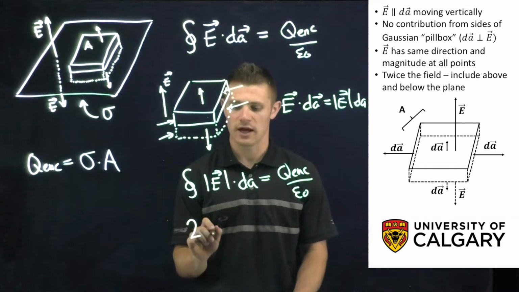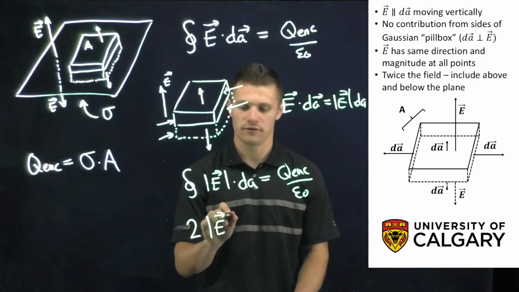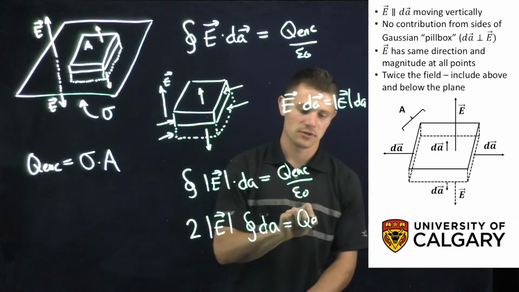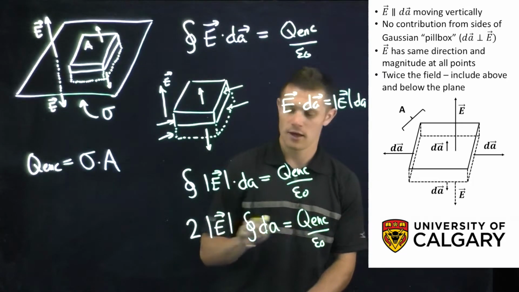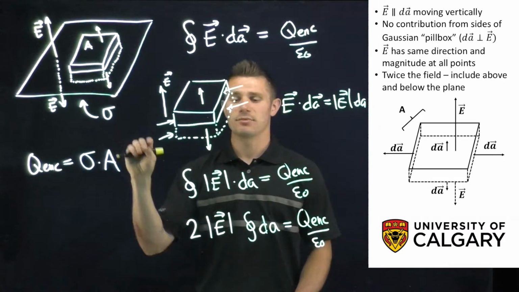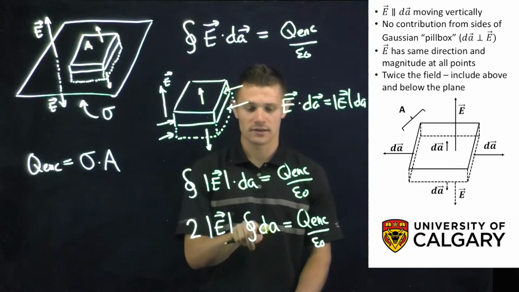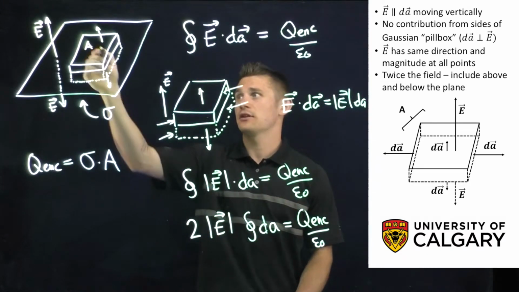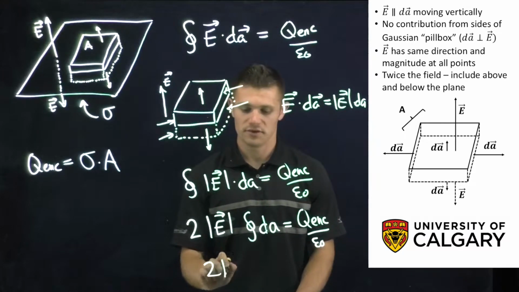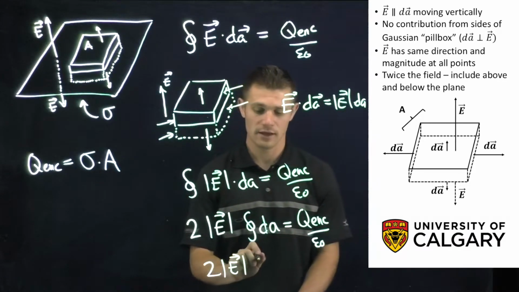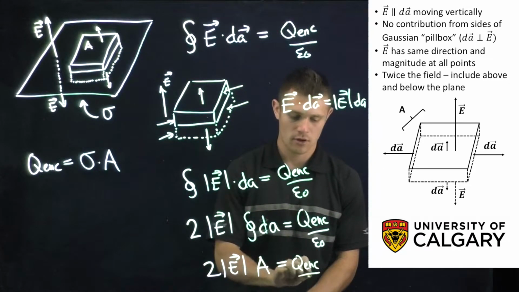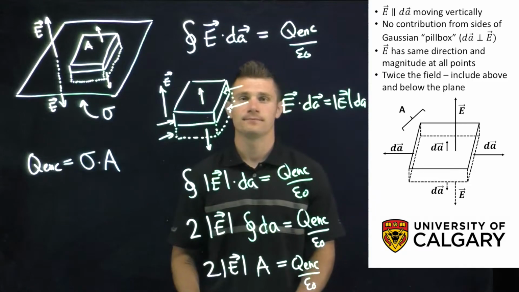So we end up with 2 times the magnitude of the electric field times the closed integral of dA is equal to the enclosed charge over epsilon naught. And this 2 comes from the fact that we're including above the plane and below the plane. And then this area integral, since we're just considering the area of our Gaussian pillbox, this closed integral will just be A. So we end up with 2 times the magnitude of E times the area A is equal to the enclosed charge over epsilon naught.